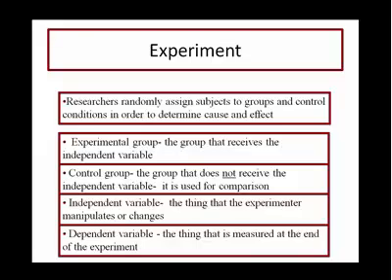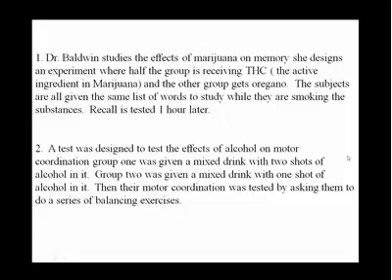It's the thing that is different between the two groups. It's the thing that the experimenter manipulates or changes. So then, after we do that, we use the dependent variable to measure it. The dependent variable is the difference that we find between the two groups, if there is any. Let's do some examples. All right.